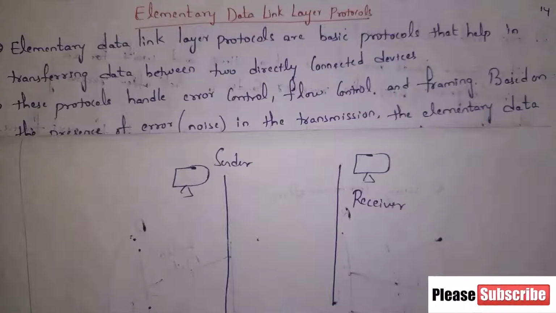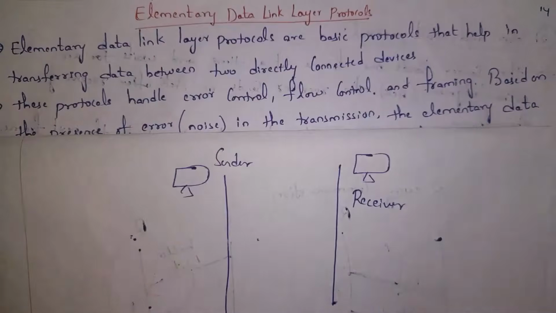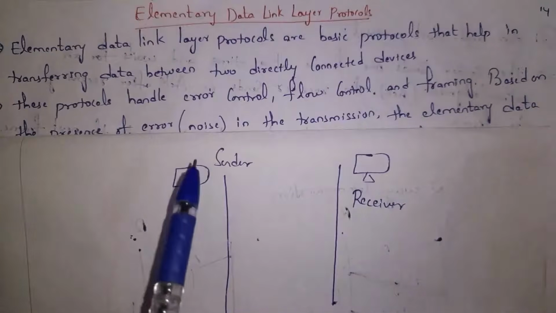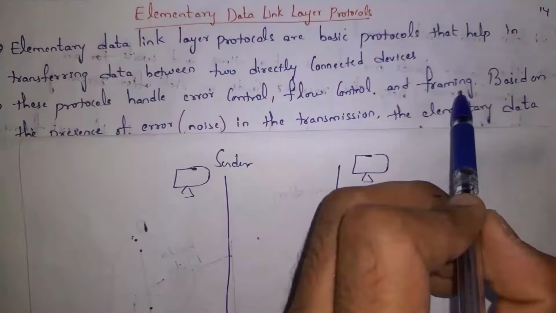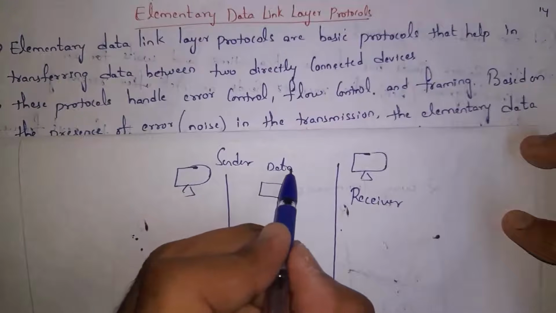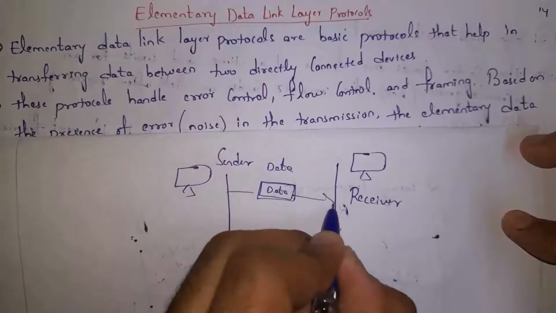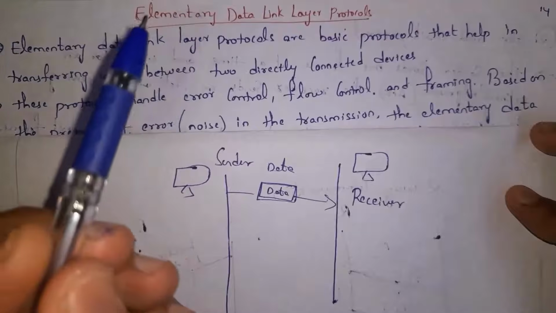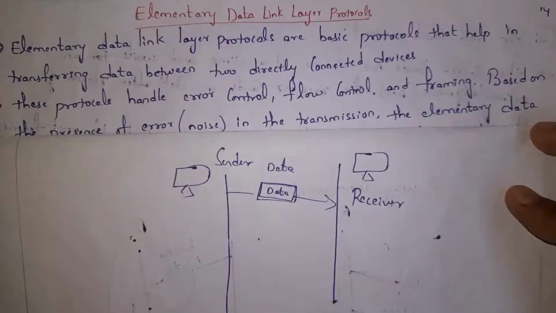These elementary data link layer protocols will handle errors, and as well as they will handle flow control. Flow control is nothing but how much speed receiver can receive data. Only at that speed, sender will send data. This is the meaning of flow control. And these elementary data link layer protocols will do framing. Framing is nothing but packing data. Instead of directly sending data, data is placed in a frame and the complete frame is transferred to receiver. So elementary data link layer protocols will handle error control, flow control, and as well as framing.